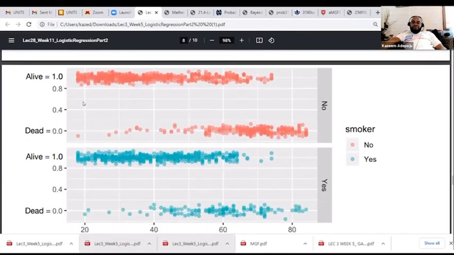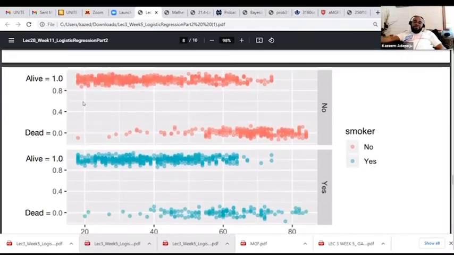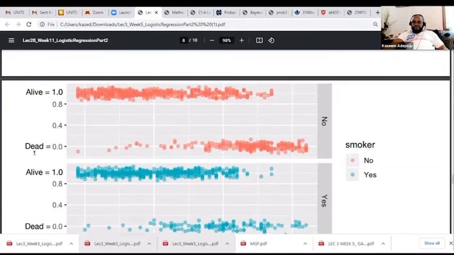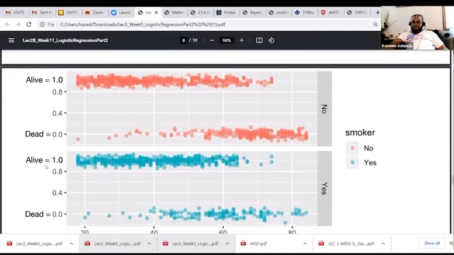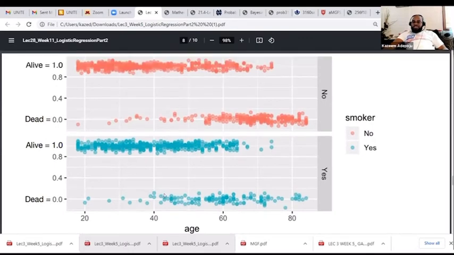You remember when we were dealing with multiple linear regression, where we consider more than one predictor at a time. We're also going to do that in the logistic regression model, where we can look at the effect of more than one predictor at a time. Now, take a look at what I have here. This is plotting the outcome against the age, and whether they smoke or not.